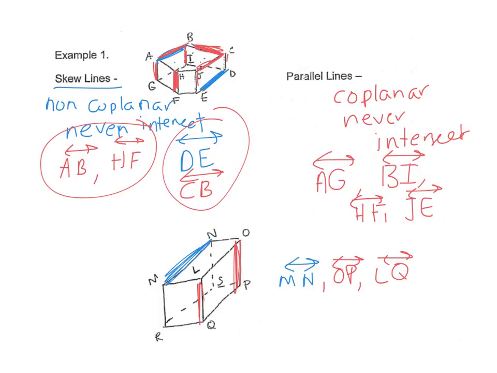Actually, that would be it for those two. Now, parallel planes, if I have MN, or parallel lines, MN is parallel to LO, MN is parallel to RS, and MN is parallel to QP.